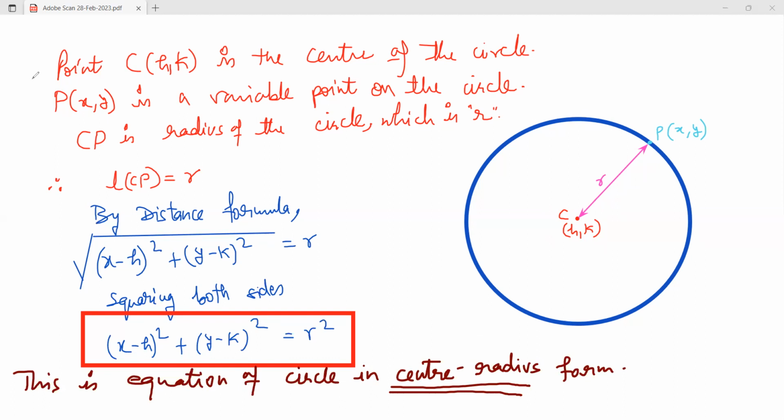Please copy this equation of circle in center radius form. You can give the heading also: Equation of circle in center radius form.